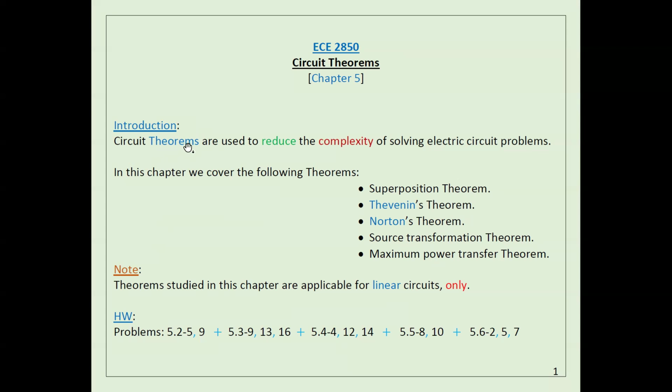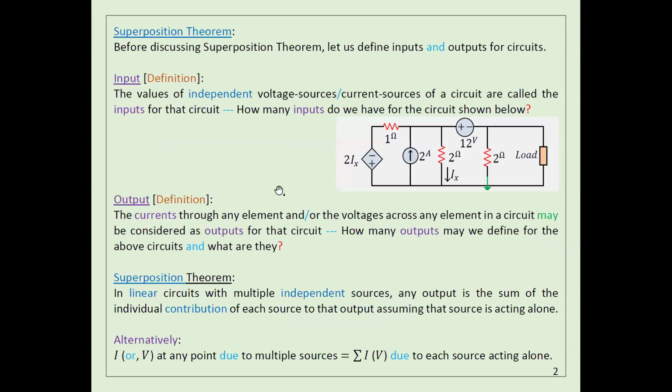But again, these theorems can be used to reduce the complexity of solving electric circuits. As I explained in the previous chapter, chapter number 4, I gave you three approaches. I told you one approach should be enough, but in some cases, one approach may be easier or less complex than the others. Here I'm going to explain some theorems that can also make it easy for us to analyze electric circuits. But the most important thing is that the theorems only apply in the case of linear circuits. All the circuits we have so far are linear, where the relation between I and V is linear.